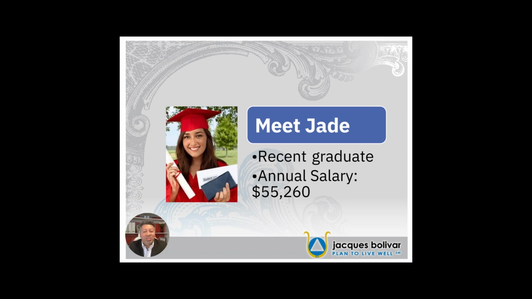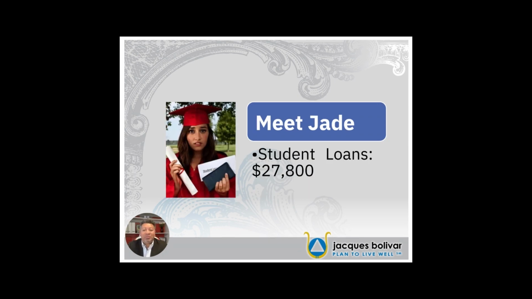We'd like to introduce you to Jade. Like the average college graduate, she has a starting salary of over $55,000. But Jade, like the average college graduate in 2022, has over $27,000 of student loans. With a 50% debt to income ratio, Jade will have to determine how best to pay off these debts. This can take 8 or more years.